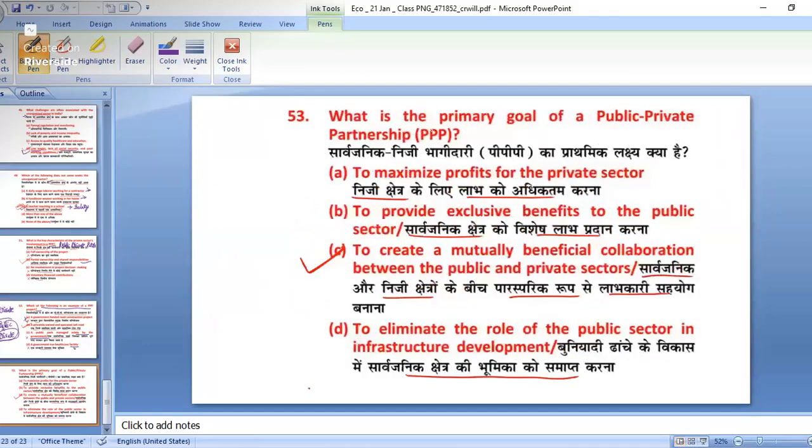Then next, what is the primary goal of a public private partnership? It is to create a mutually beneficial collaboration between the public and the private sector. So this is all about the types of sectors and the questions we have seen. Let me know if anyone has a doubt from this particular part.